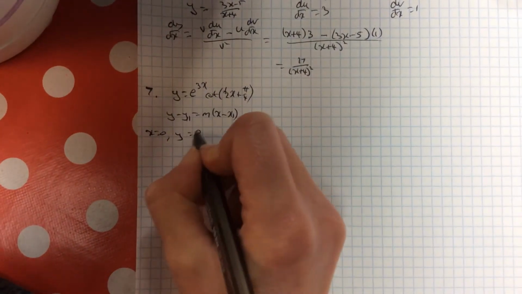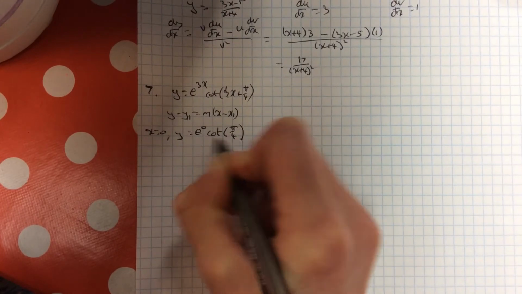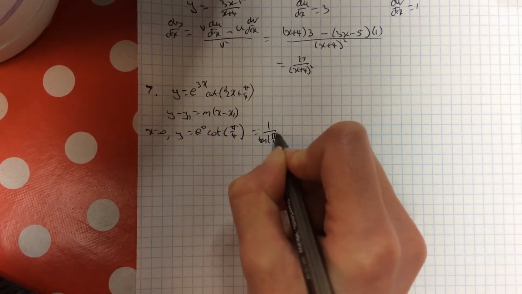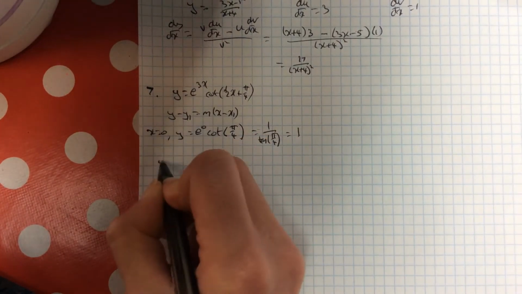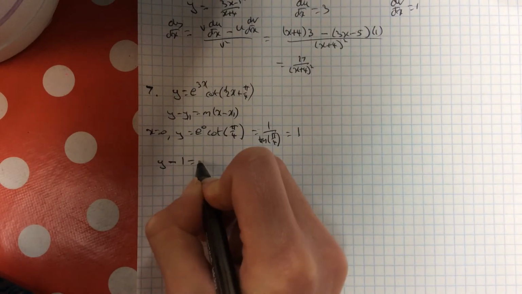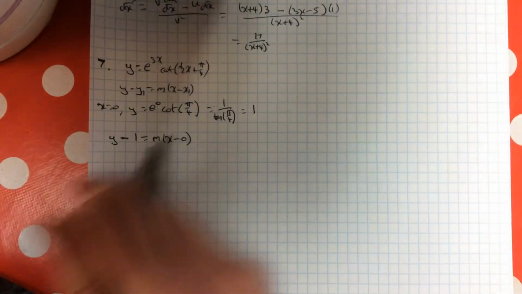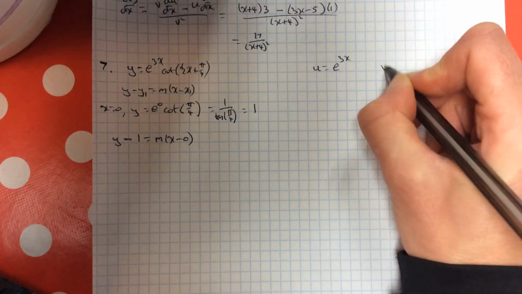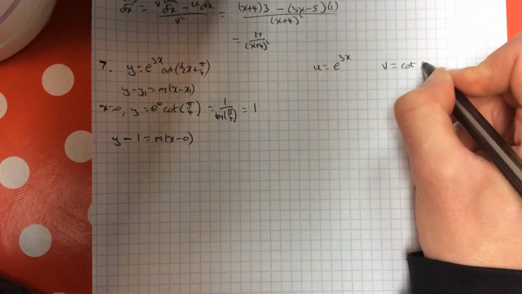So y is e^0 cot(pi/4). e^0 is 1, and cot(pi/4) is tan(pi/4), which is also 1, so that gives me 1. So plugging that in, y minus your y coordinate is m times (x minus your x coordinate). To work out your m, it is to differentiate this.